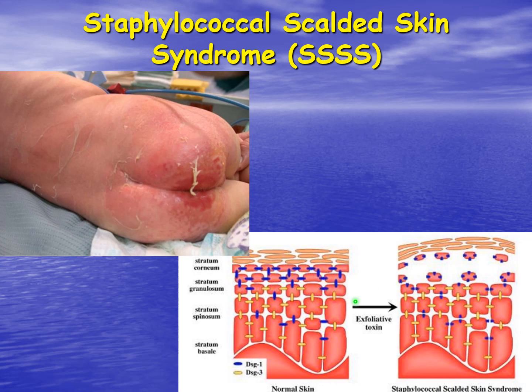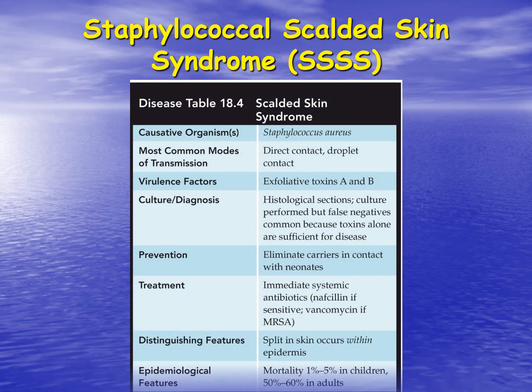And what actually happens is these exfoliate toxins break down cellular adhesion or cellular connections and cause these fluid-filled blister-like structures that just simply cause the outer layer of the skin to slough off. So here's the information out of chapter 18 about staphylococcal scalded skin syndrome.